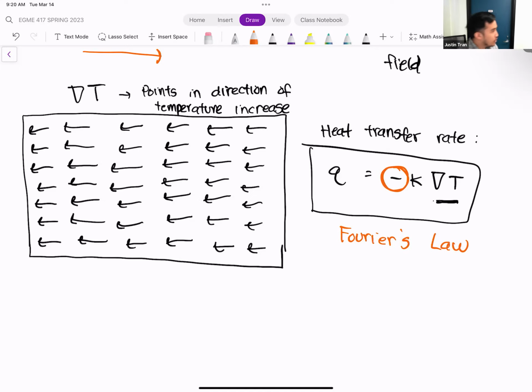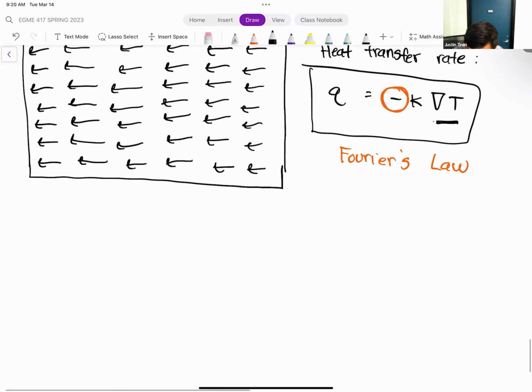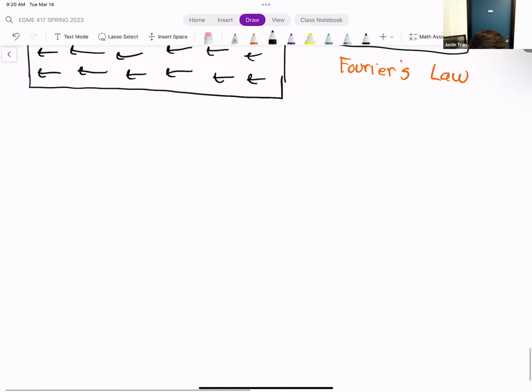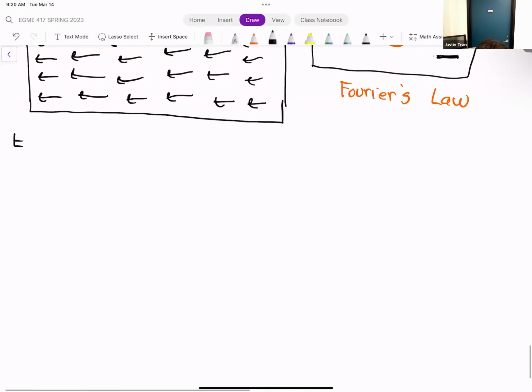All right, and so we spent a decent amount of time talking about a heat transfer example, but you see this concept of the gradient in a lot of other areas of engineering as well. So let's talk about fluid mechanics.